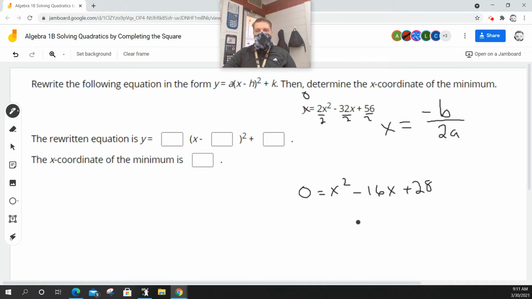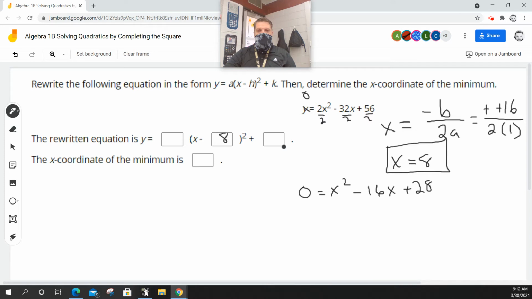And then if that's the case, then I know for a fact that the x coordinate where this thing crosses is going to be negative negative 16, right? Because the formula has a negative in it. This becomes a positive 16 all over 2 times 1. So that just means that this will occur at x equals 8, right? This is the x coordinate. So that means I'm going to put an 8 in here.